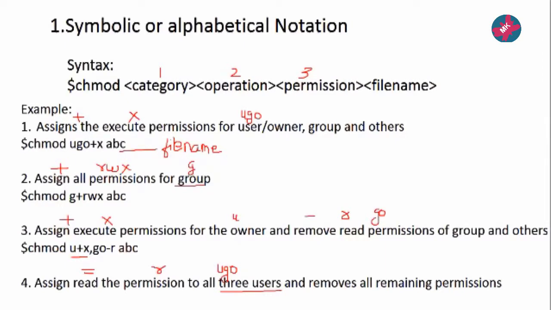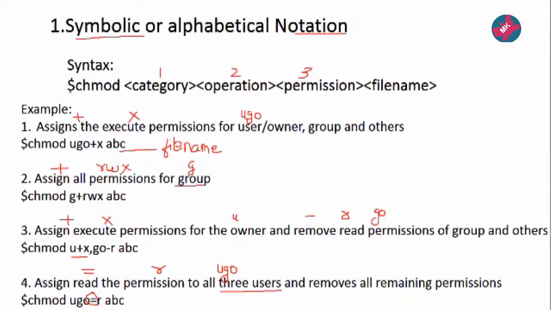So how actually is this command written? Observe here: chmod ugo equals to, this is for the absolute permission, r abc. Means what? These three types of users are having only read permission and no other permission. No other permission means what? Write and execute permissions are not allowed. This is how we can write the instructions in symbolic or alphabetical notation. How do you have to remember this? Symbolic means some sort of alphabet will be used. Alphabets are U, G, O.